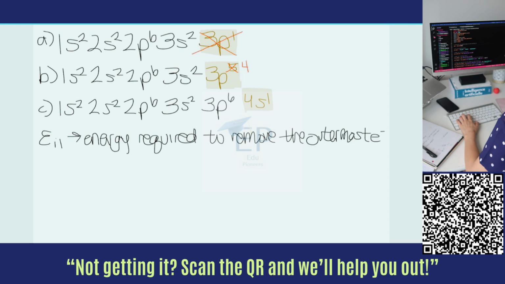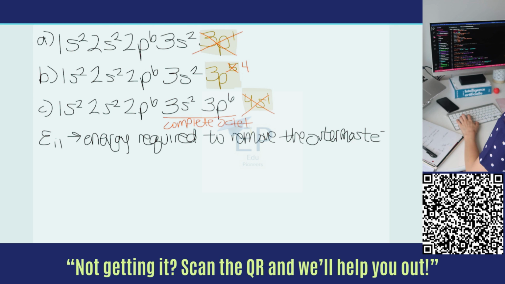Finally, in C, if we remove the 4s electron, we are left with a complete 3p6 orbital. A complete p orbital, in addition to a complete s orbital, as we can see in C, leaves a complete octet. This is very favorable, and atoms tend to want to move towards having a complete octet because of the stability.